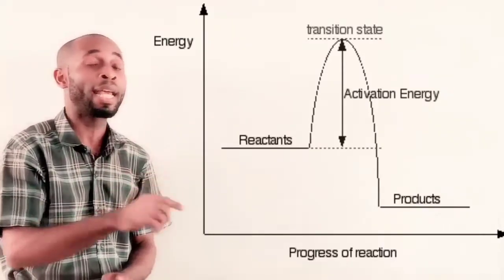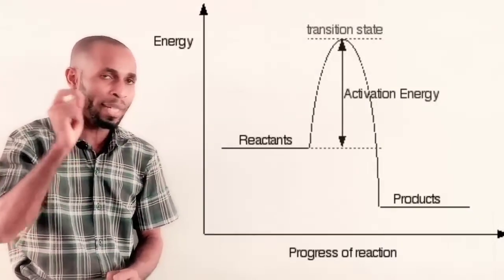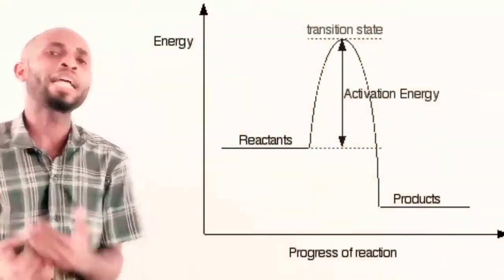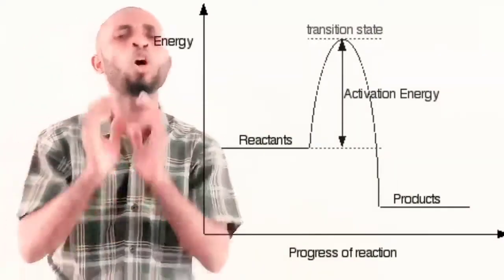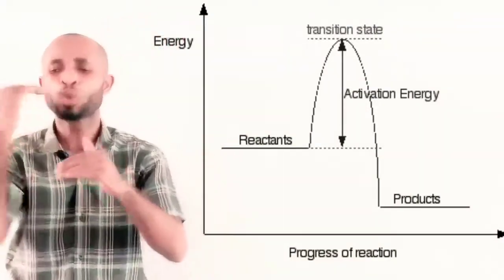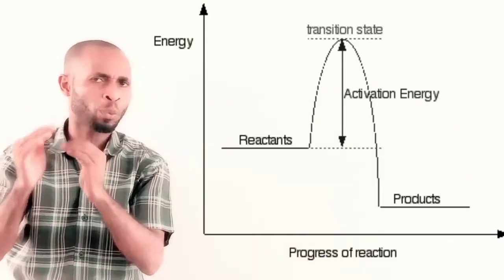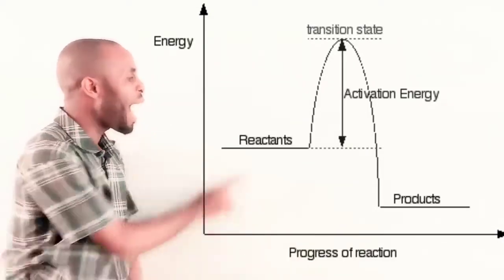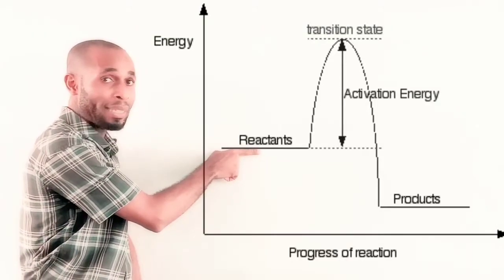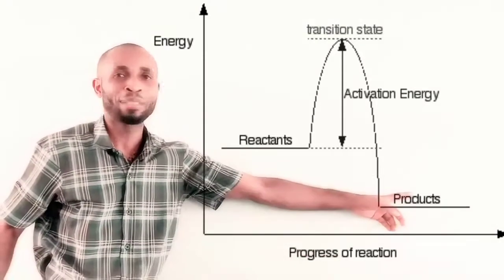This one you are seeing here is the one for an exothermic reaction. The question can be, how will I know that this is an exothermic reaction? To know that this is an exothermic reaction, you need to look at the energy level of the reactant. Is it higher than that of the product? Now look over here. We have this as the reactant, then we have here the product.